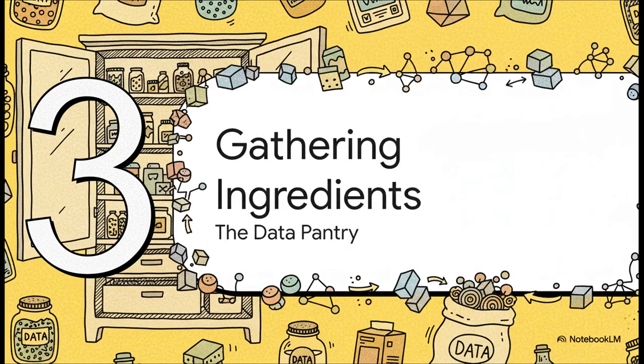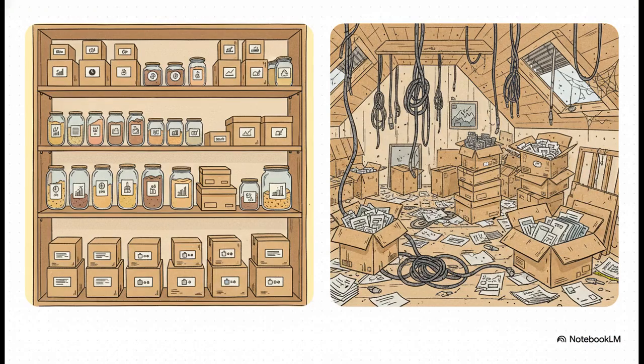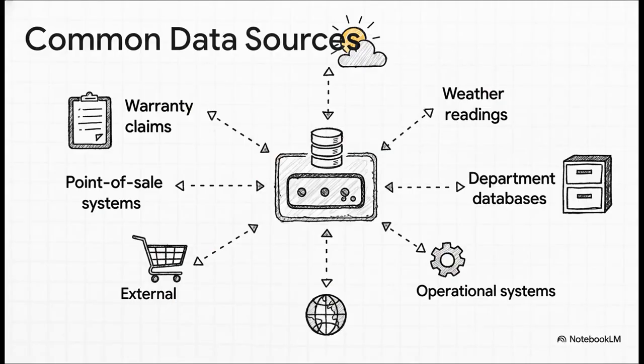Okay, so we need good ingredients. Simple enough, but where do they even come from? Let's go have a look in our digital pantry. You know, in a perfect world, all our data would be in this one beautiful, organized corporate data warehouse. It'd be like a perfectly stocked pantry where you know exactly where everything is. But the reality? It's much more like a messy attic. Stuff is just everywhere. Valuable things, sure, but they're scattered all over the place. And I mean, it can come from anywhere. We're talking warranty claims, point-of-sale systems, weather readings, random databases from the marketing department, operational systems, you name it. And a huge part of the job is just finding all these different pieces and bringing them into one place.